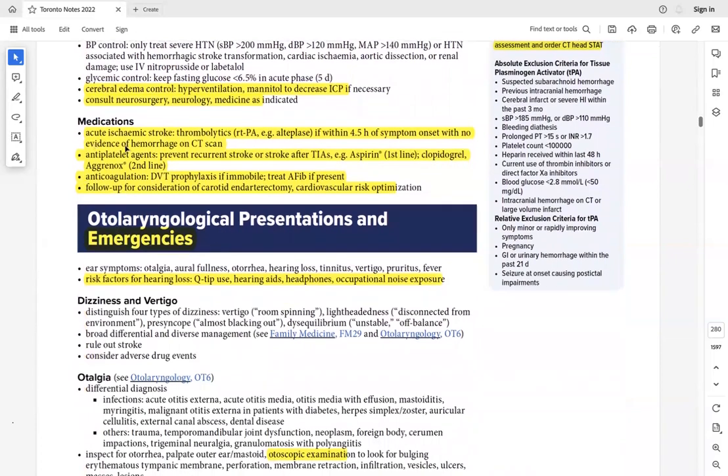If the patient has had a TIA, then what will we do? We will start them on aspirin. Okay, if there are any contraindications, then start them on clopidogrel and statins.